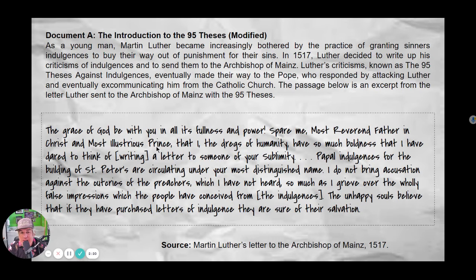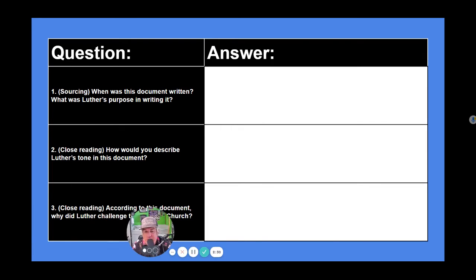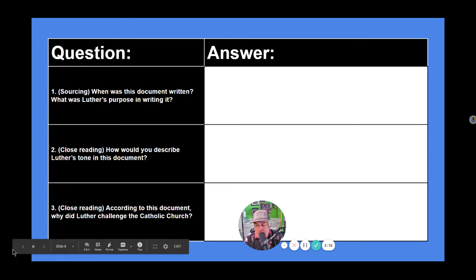So here's document A. There will be a button here for you to have it read to you. After you read document A, you're going to answer the questions. What was the source? So what's the sourcing of the document? That means when was this document written and what was Luther's purpose? We know Martin Luther wrote it, but when was it written? Go back and check it out.